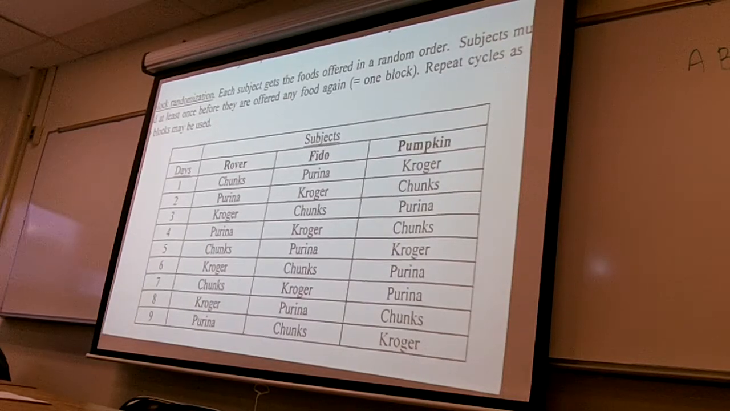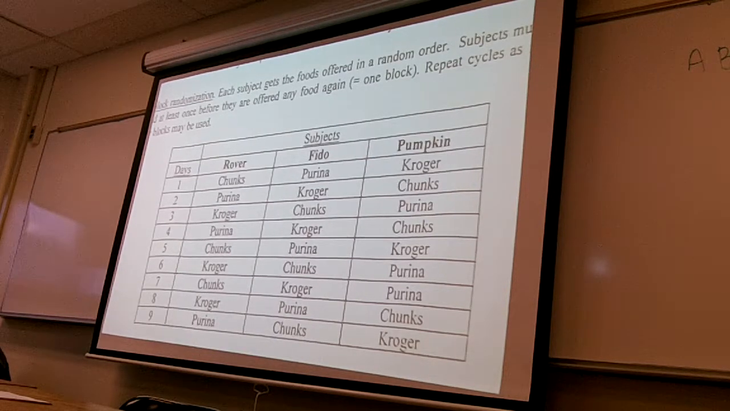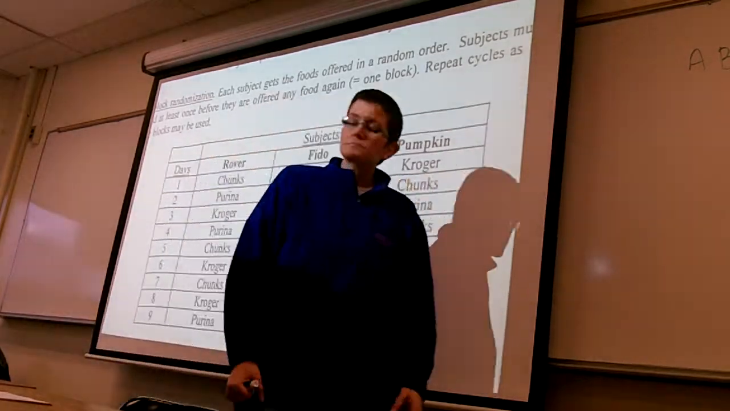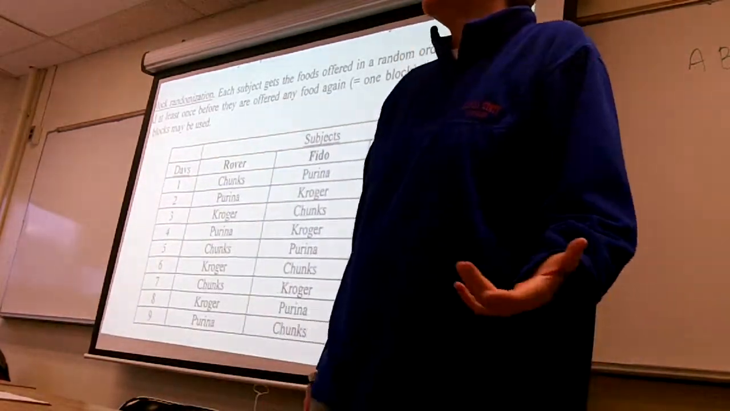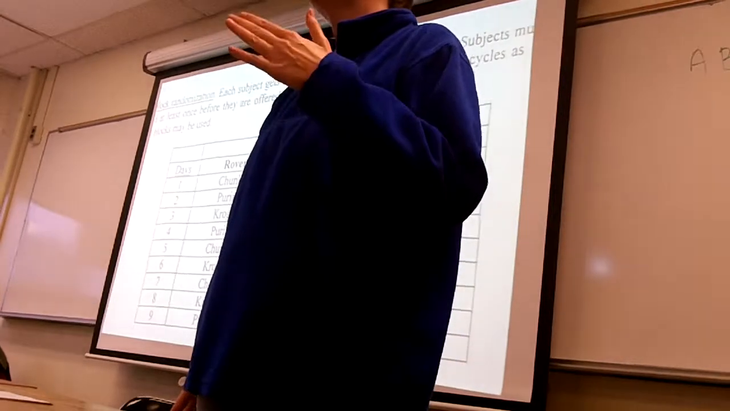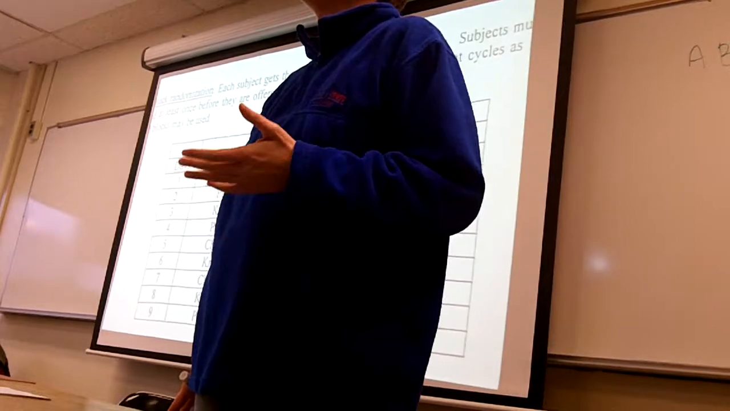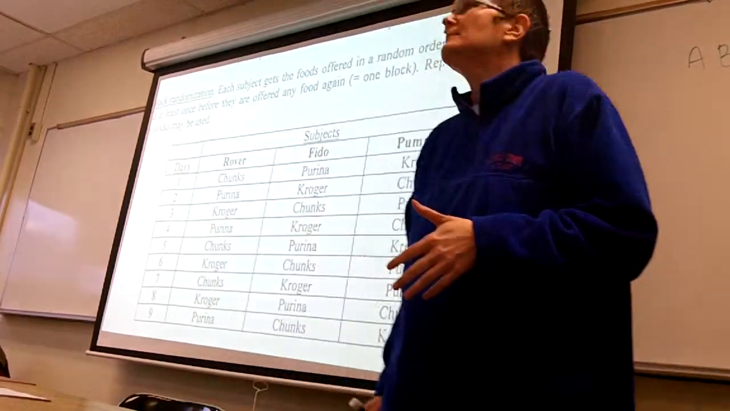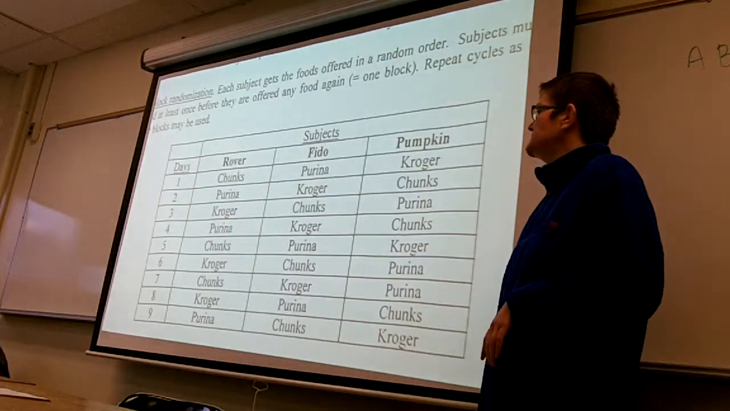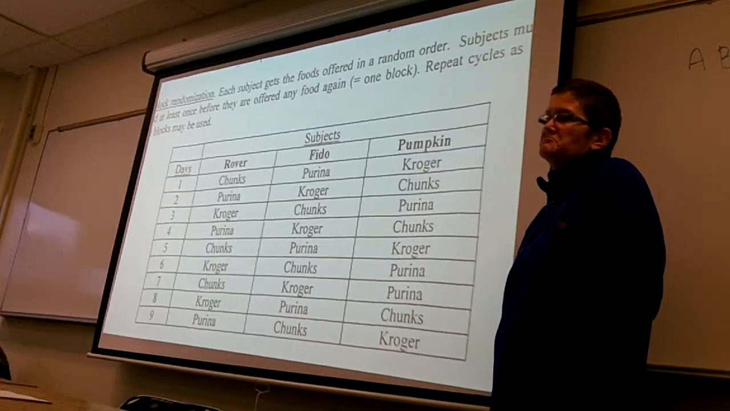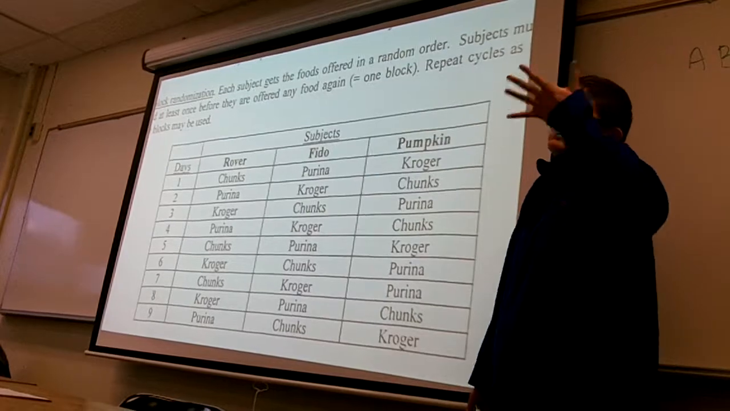Would it be possible that the fact that Pumpkin is eating Purina 2 times in a row, like that, you said, you know? No, because these are random orders. Random orders don't always look random, but that doesn't make it any less random. So chances are that will have zero influence at all on the outcome of the study. I mean, it's an order. It could happen.